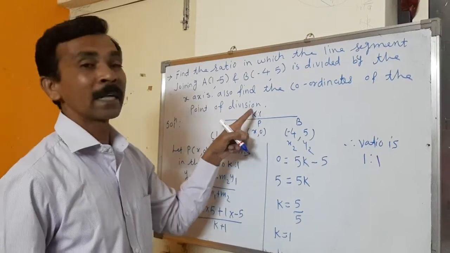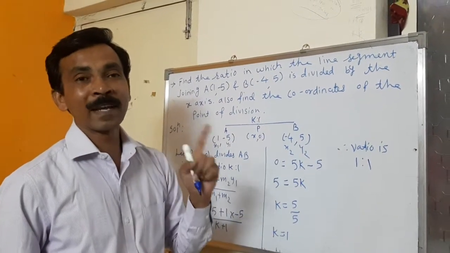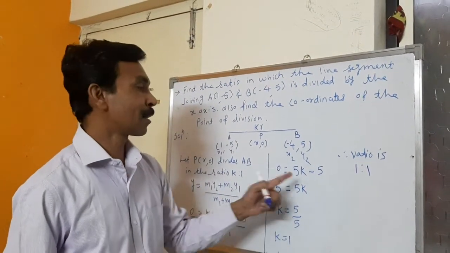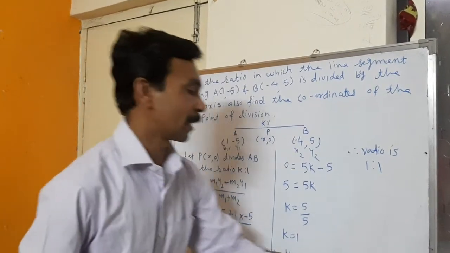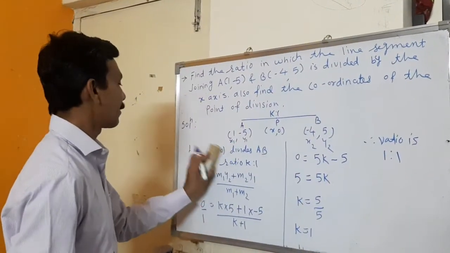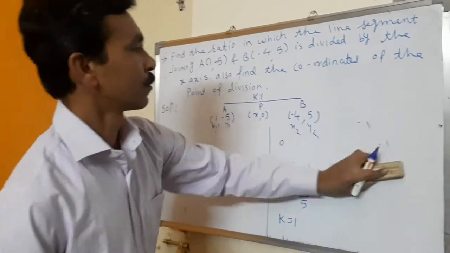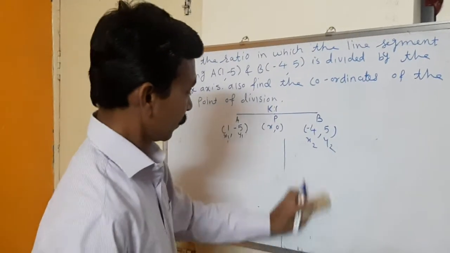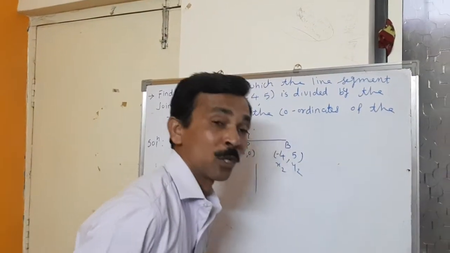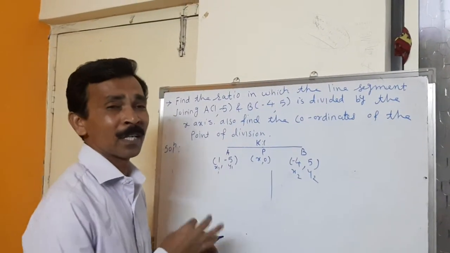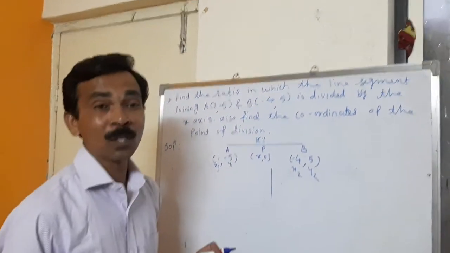As we have got the ratio, means we have got the value of m1 and m2. Now I will write the formula for x coordinate. I will rub this and then I will write. And for this, a huge practice is needed. Without practice, you cannot get the answers, and calculations are also very important.